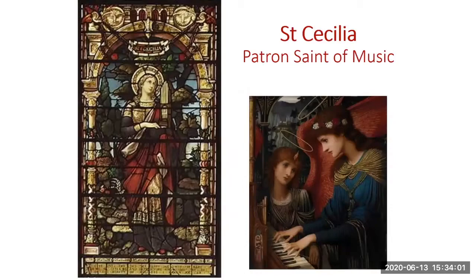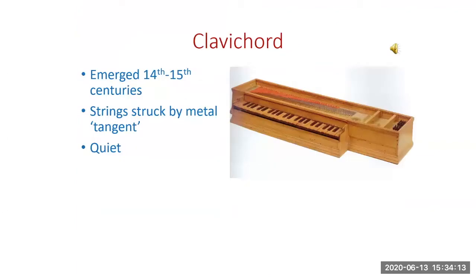From around 1400, new keyboards began to emerge, with sound produced not by air, but with strings. And it's this type of keyboard instrument that we're going to examine today. The earliest of these was called the clavichord. The clavichord has quite a simple mechanism.